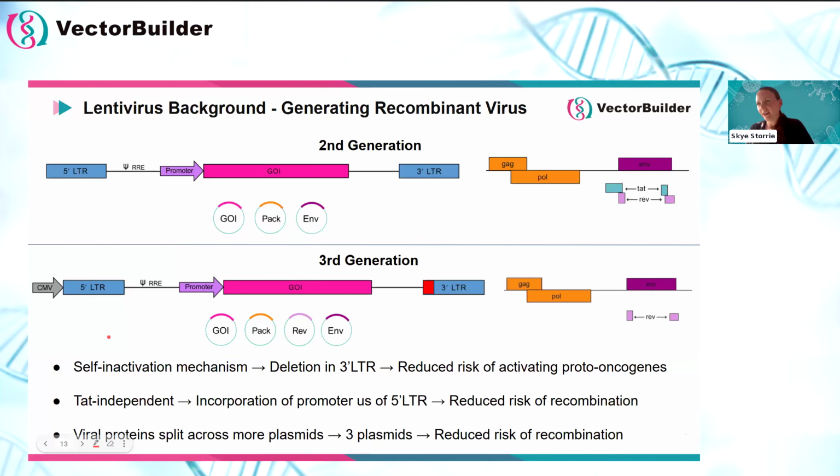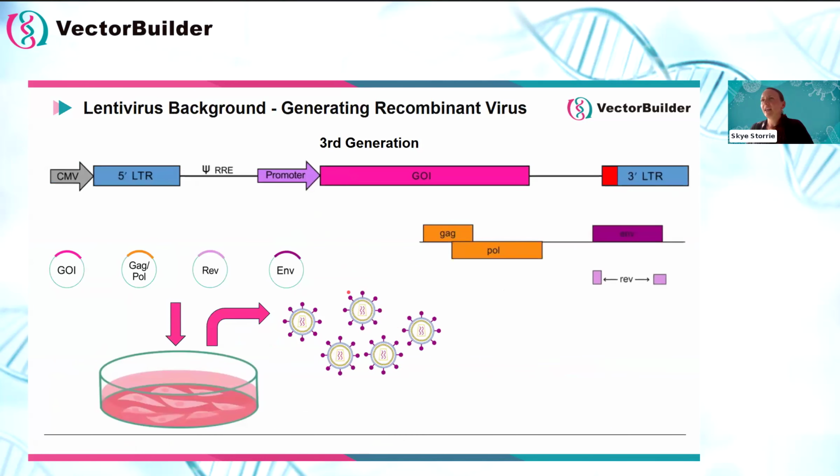generating replication competent virus. Another feature which enhances safety is that the viral proteins are split across 3 plasmids instead of 2. And again, this also will reduce the risk of recombination. So overall, the third generation system is much safer. And for example, in terms of clinical development, these are really important modifications that have meant that it has been able to be used for therapeutics development. And then again, we just transfect our packaging cells with these 4 plasmids and we get our lentivirus, which will express our desired transgene.